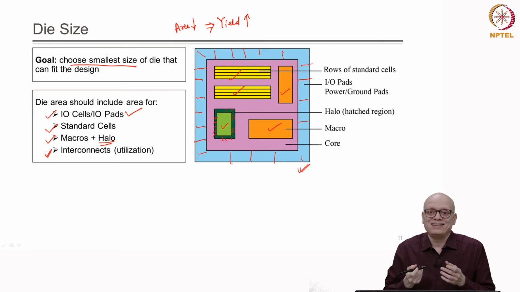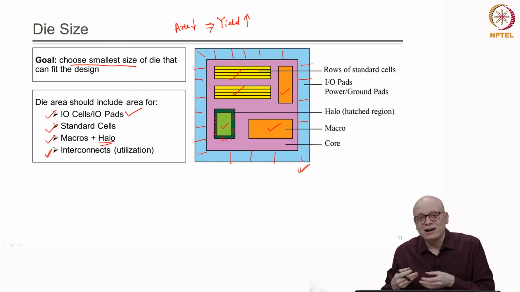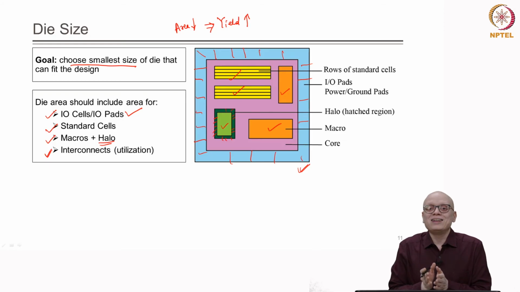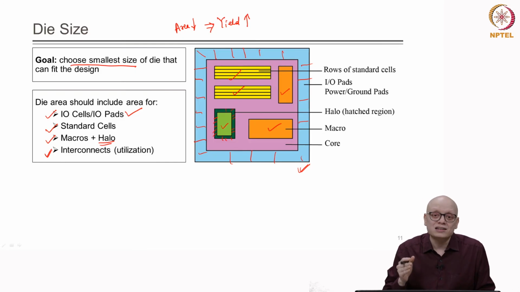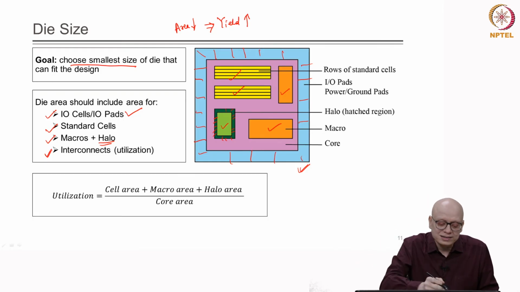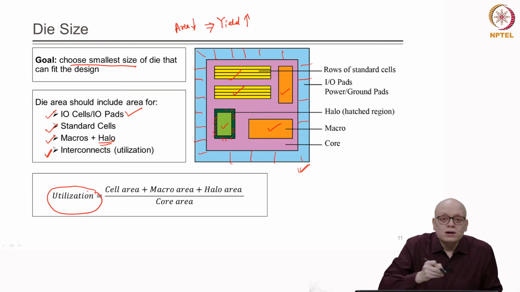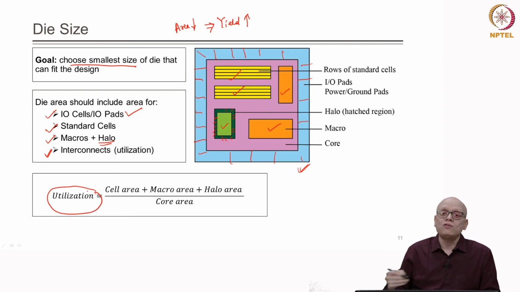Now, how to do that? Because we have not yet made the layout, we do not know what interconnect area will be required. But before starting the floor plan, the physical design, we must know what the die size is, and therefore this is a challenging task, we have to do some estimate. So, typically we use a measure which is known as utilization to allocate some portion of the layout to the interconnects. So, what is utilization?